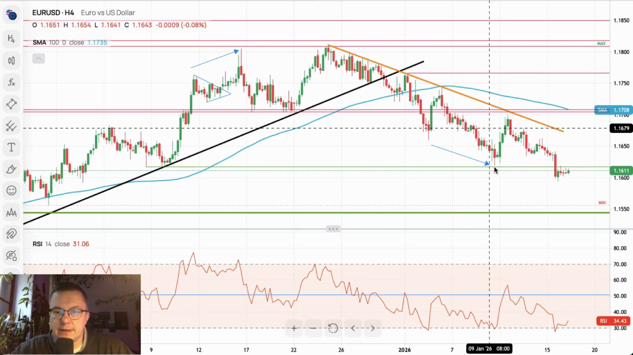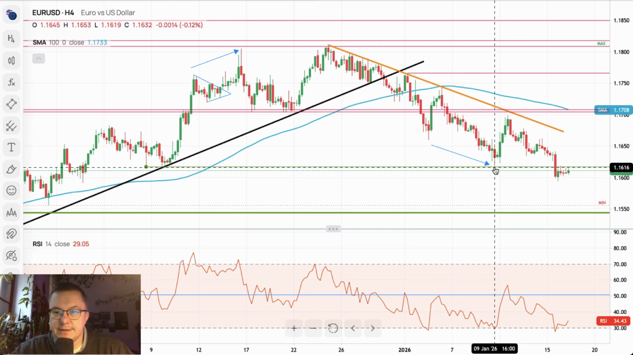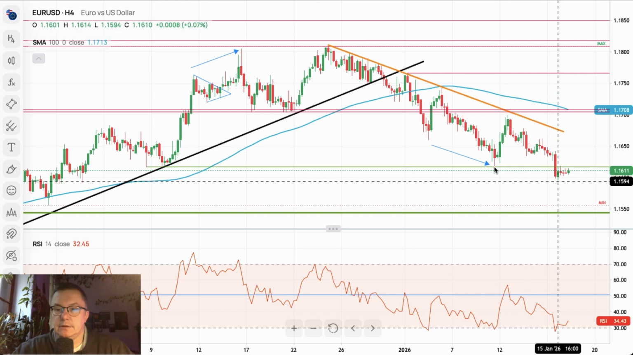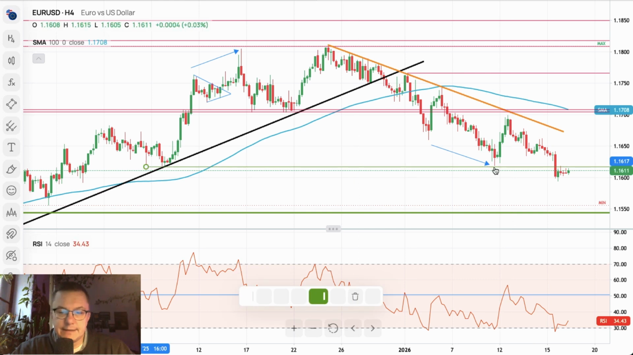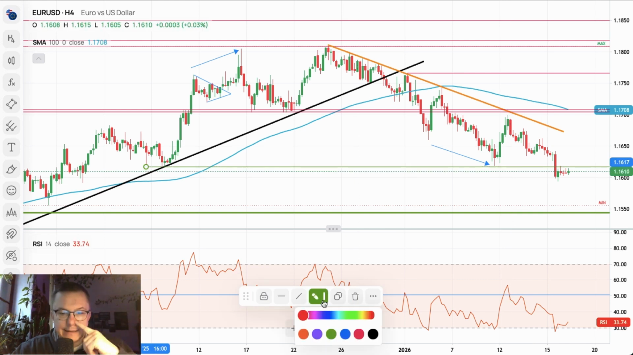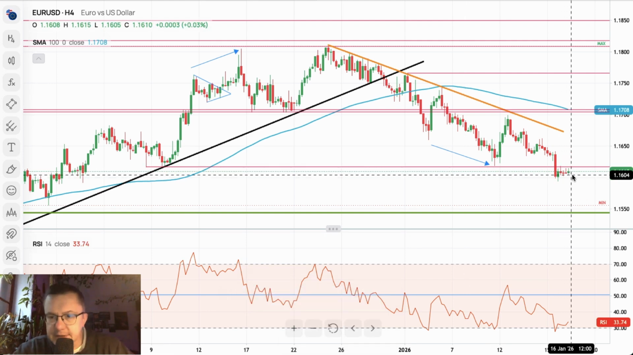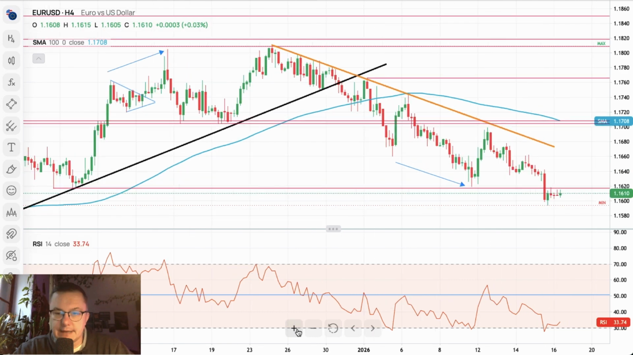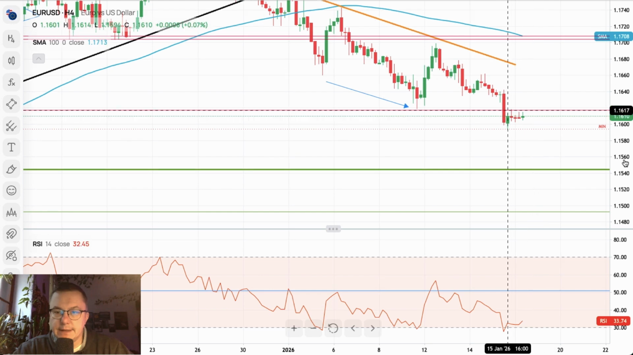After the German CPI data, the euro dollar hit the level of 1.1616 as expected and broke below this level towards the lows at 1.1594. So right now 1.1616 will be acting as the technical resistance. And as you can see, this level is tested right now. So the next target after 1.1616 is this level here, 1.1545.